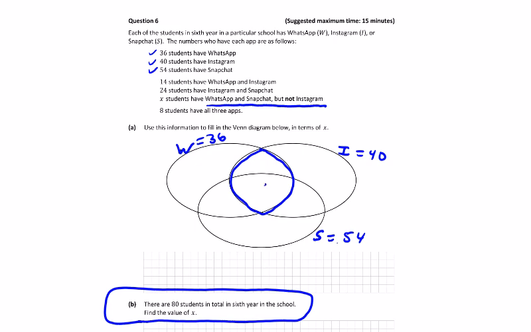8 students have all 3. So let's put that one in. This 8 students have all 3. So if 14 have WhatsApp and Instagram, if we put 14 here, that would be 22 have WhatsApp and Instagram. So it has to be 6 and 8, 14.